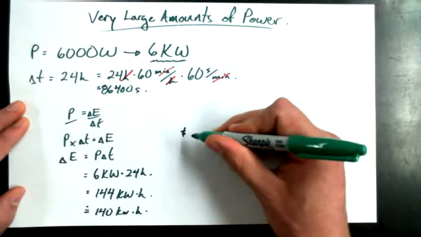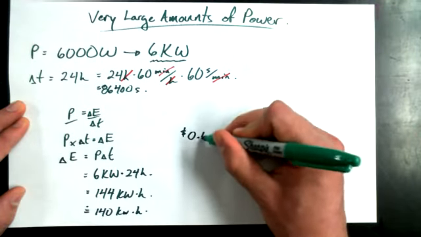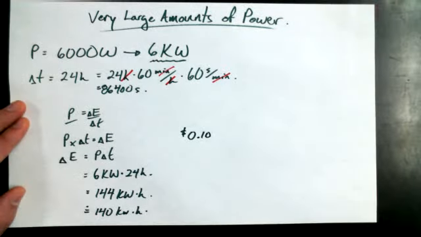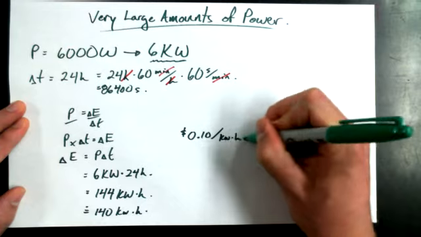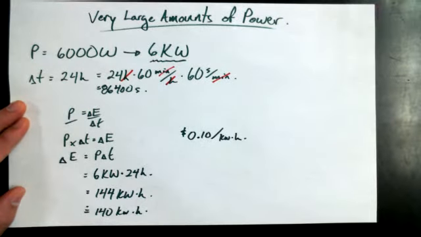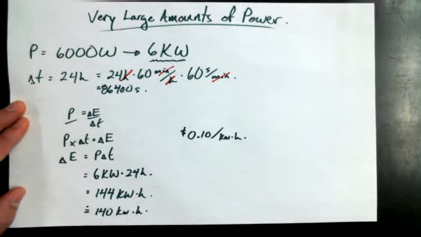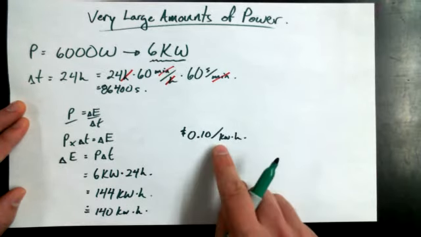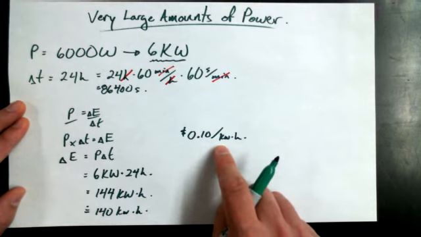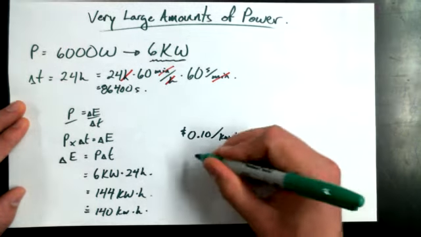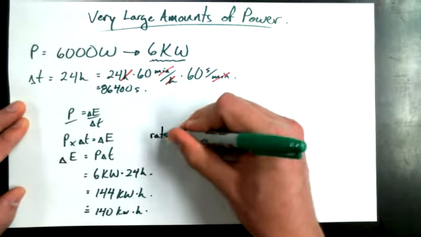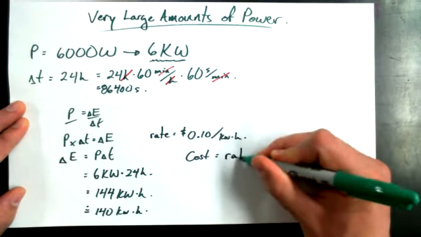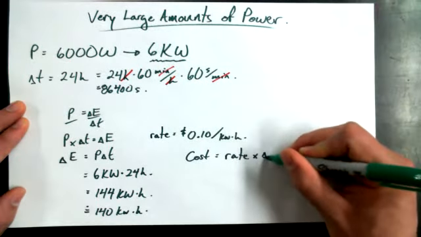You go to the electrical company, and they're going to charge you a rate, 10 cents per what, do you think? Per kilowatt hour. Can you figure out how much you're going to get charged for this energy? That's how many kilowatt hours, that's how much per kilowatt hour. How would you calculate that value? Multiplication. Yeah, so cost is equal to, let's call this the rate, cost is equal to rate times the amount of energy consumed.